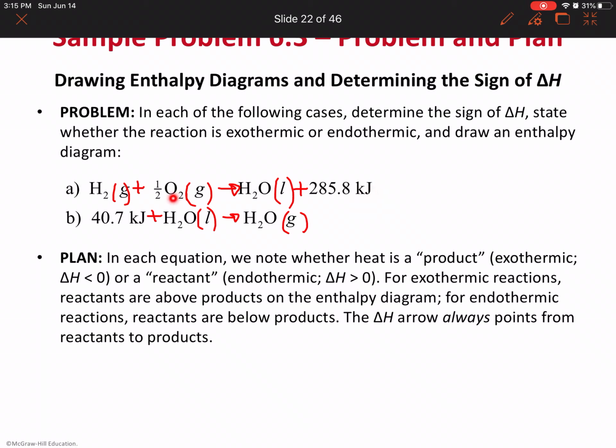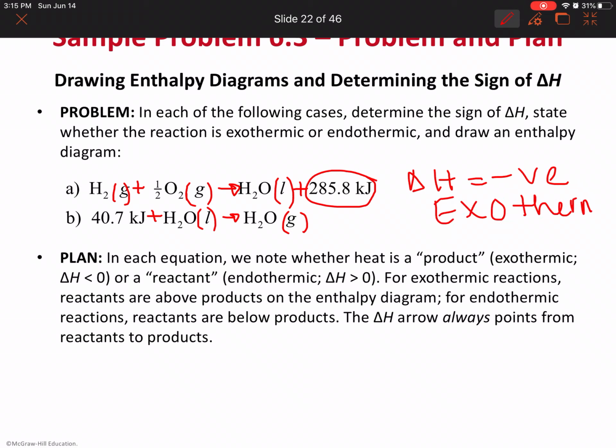So if the heat is released to the outside, what should be the sign of delta H? Your reactant has lost energy, meaning the sign of the delta H is going to be negative. And this amount is the heat released. Okay, delta H is negative. So then is it exothermic or endothermic? That is an exothermic reaction, the first one, right? And on the next page, we will draw the energy diagram.